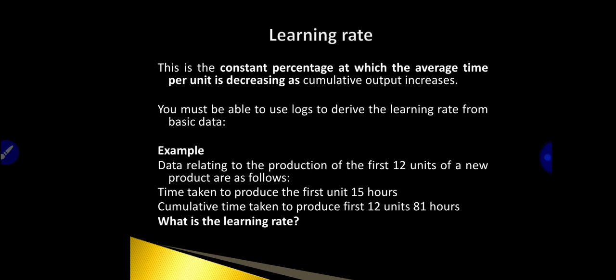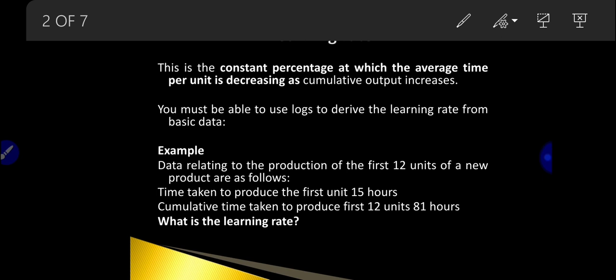So for examination purposes, you must be able to calculate the learning rate from the basic data. I'm going to use this example and we see how we can calculate the learning rate. Example: data relating to the production of the first 12 units of a new product are as follows. Time taken to produce the first unit, that is 15 hours. Then the cumulative time to produce the first 12 units, that was 81 hours. What is the learning rate?